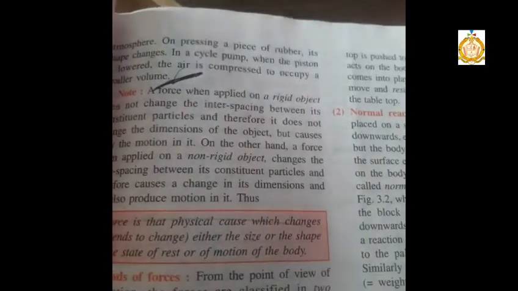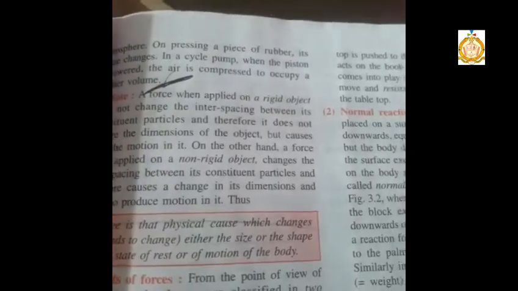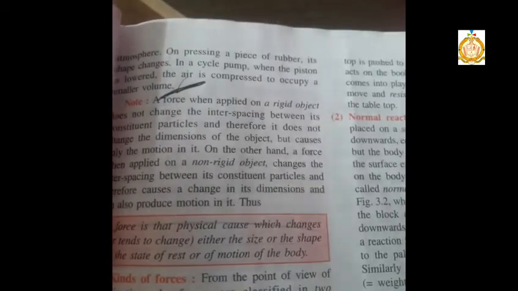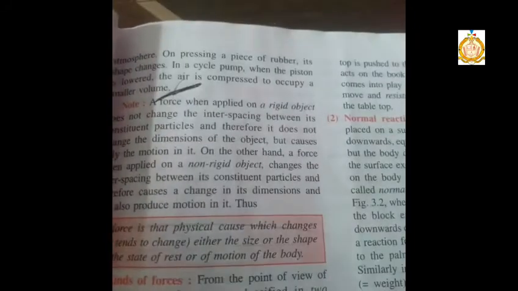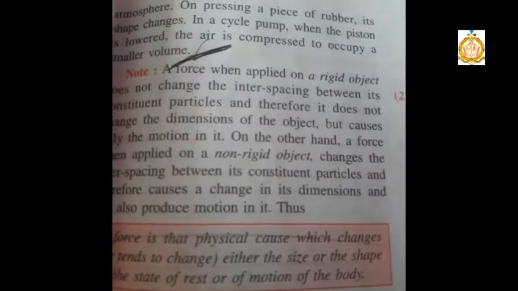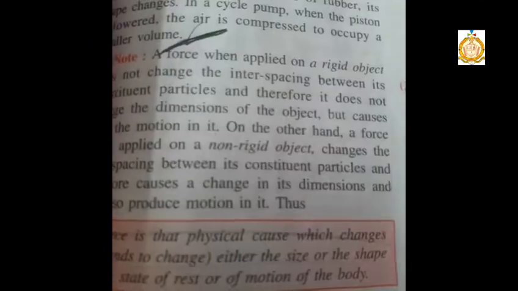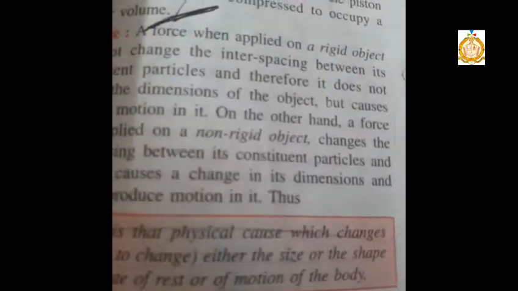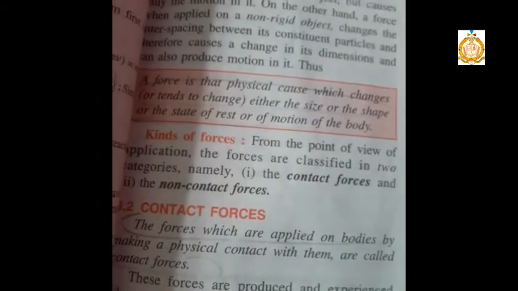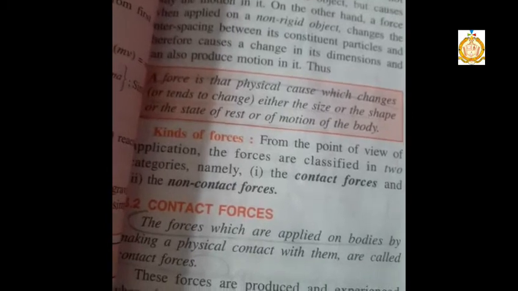On the other hand, in a non-rigid body the interspace is more. We can change the shape, we can change the dimension, and we can also produce motion on it. So this is the main question in this chapter: what is the difference, what happens when we apply force on a rigid object and a non-rigid object? So this note is very important. Kinds of forces: two types are there, contact forces and non-contact forces.